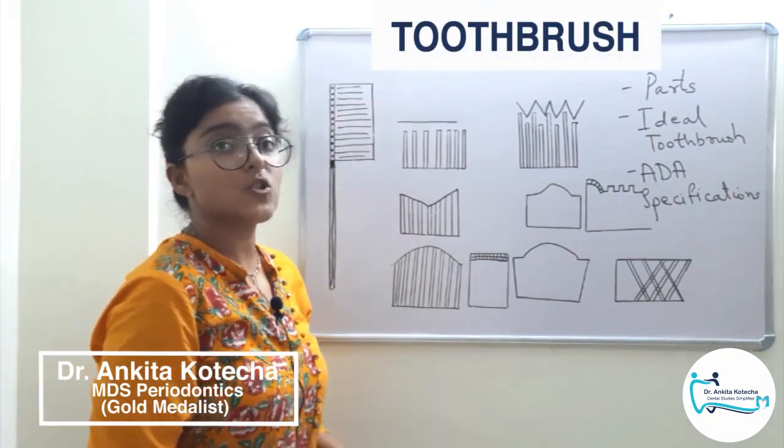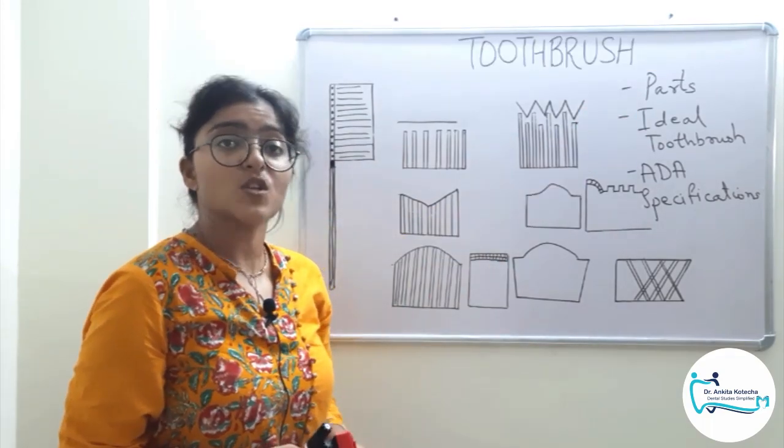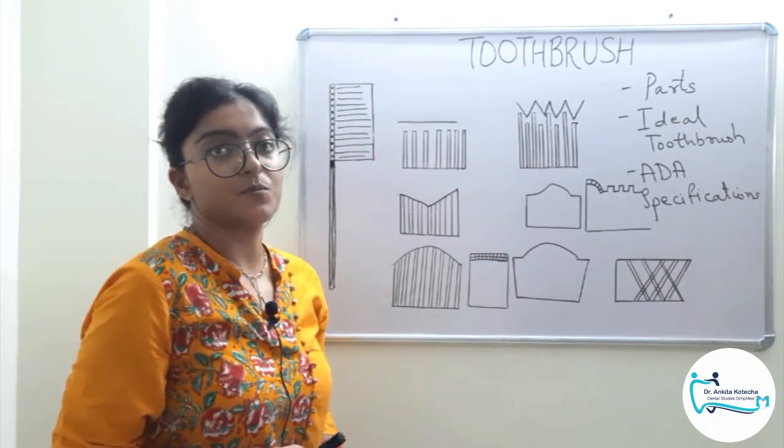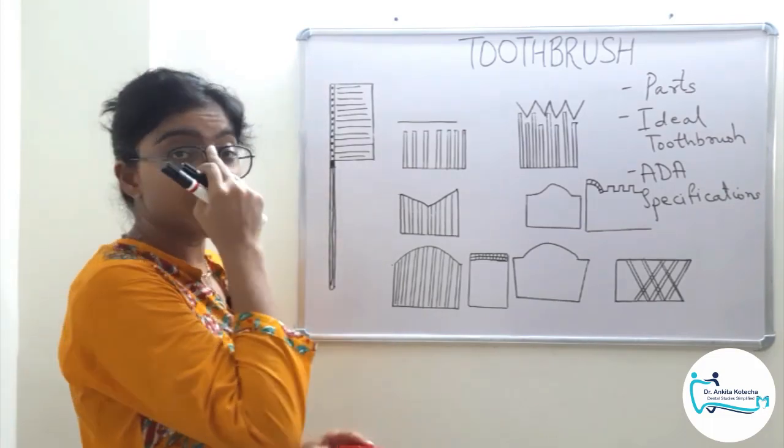I will be discussing this topic under the following subheadings, that is parts of a toothbrush, properties of an ideal toothbrush and ADA specifications of the toothbrush. So to begin with, this is a schematic diagram of a toothbrush.